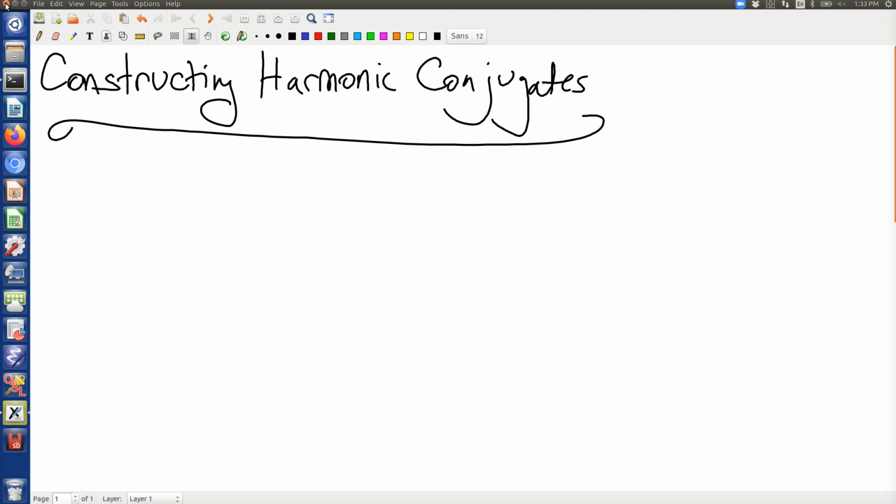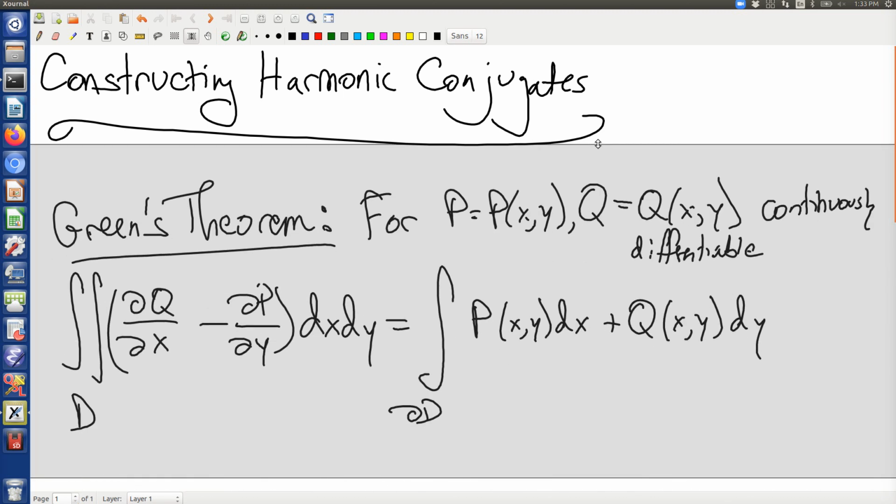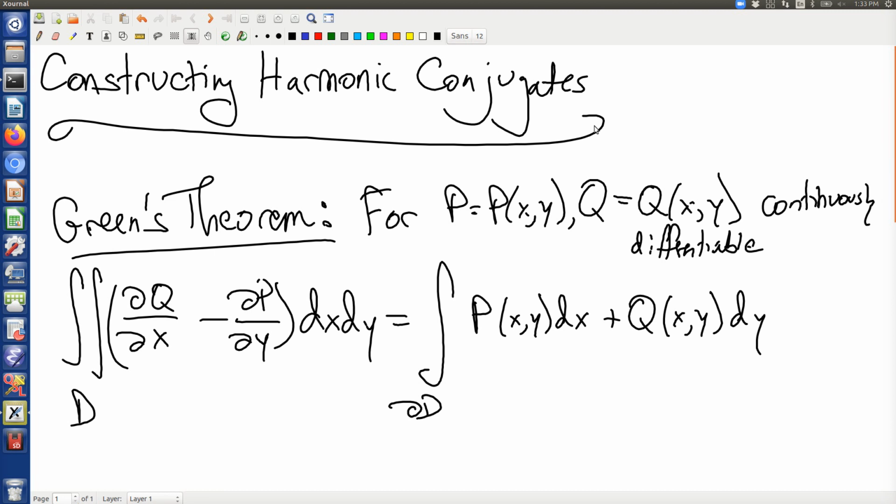Before we get there, though, we need a tool from multivariable calculus. That tool is Green's theorem. And just to remind you what Green's theorem says, it says if I have two functions, p and q, both of them functions of x and y being both real numbers, then the area integral over dx dy is equal to a line integral around the boundary, with this particular choice of integrands.